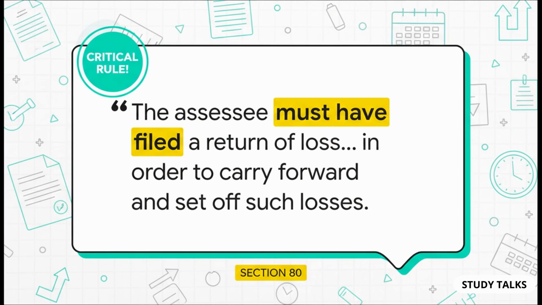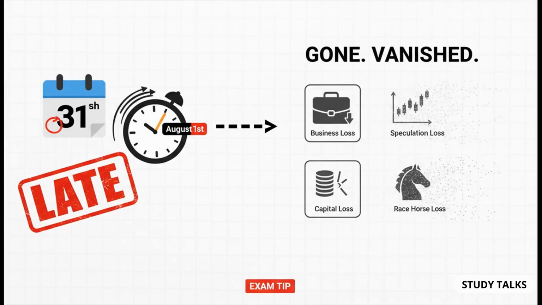This is completely non-negotiable. Let me just say it as plainly as possible. No on-time return, no carry forward. It really is that black and white. If you file your return just one day late, your right to carry forward any business loss, speculation loss, capital loss, or that racehorse loss for that year is just gone. Poof, vanished. The department is incredibly strict about this.